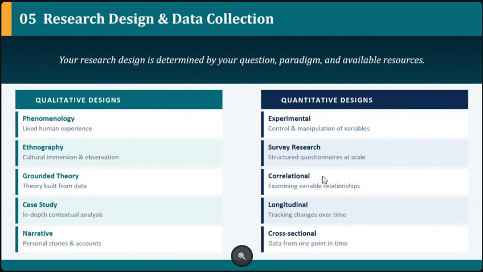Now I will talk about research design and data collections. Research design depends on the research questions. Qualitative methods include case study, infography, narrative. On the other hand, quantitative methods include surveys, experiments, correlational studies. Choosing design depends on objective and resources.